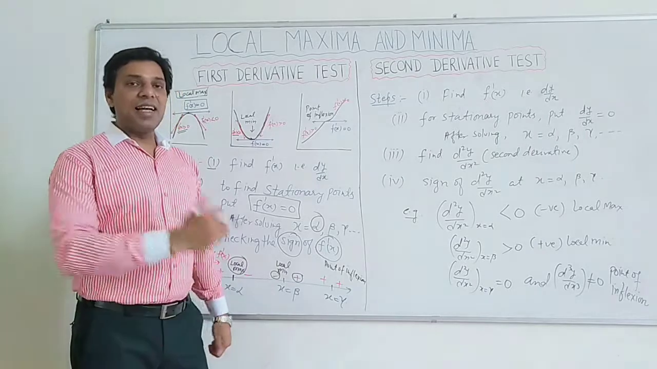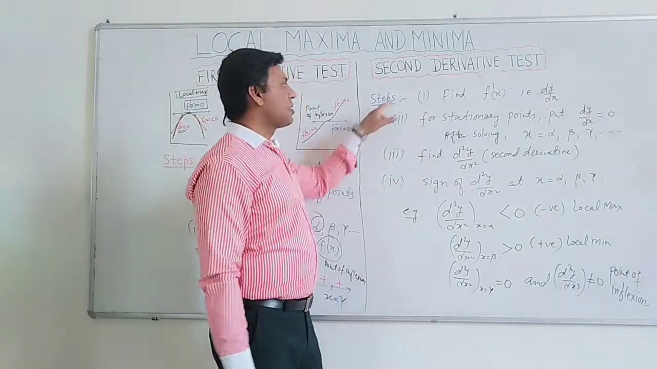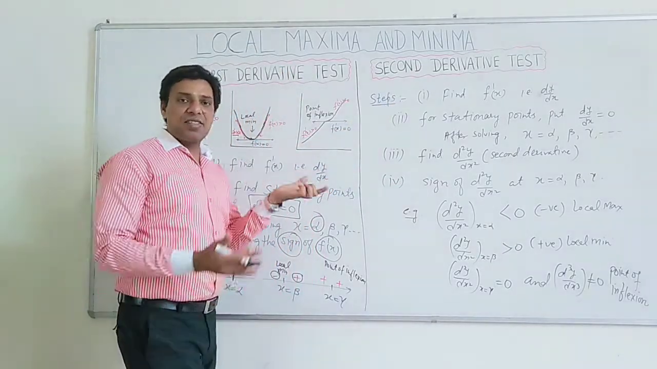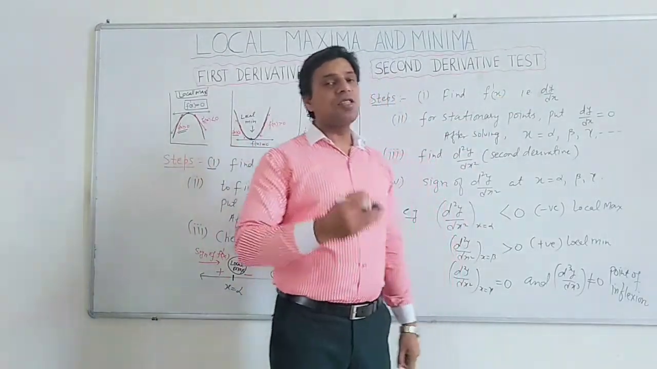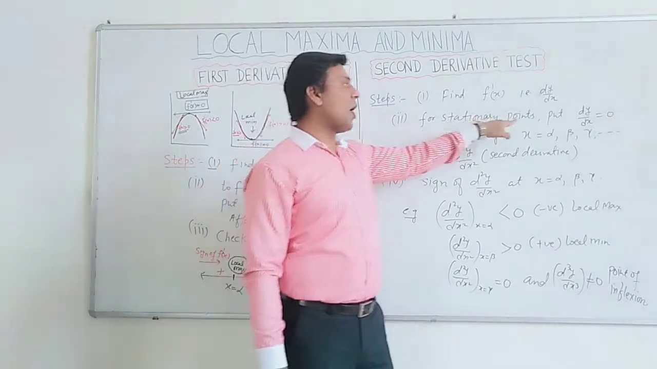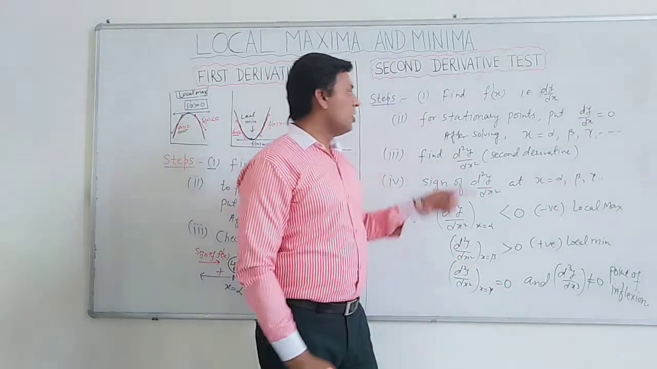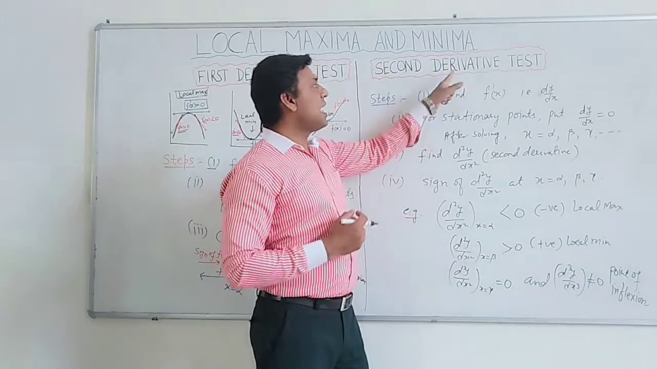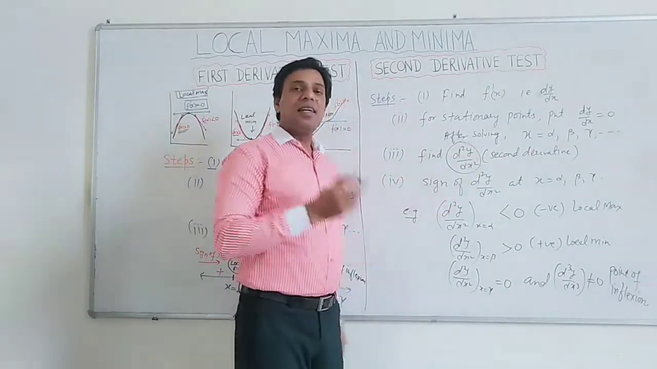Now for the second derivative test, let's see these steps. Steps 1 and 2 are the same as in the first derivative test. That is, we need to find the derivative f dash x, or we can say dy upon dx. And for a stationary point, we have to put dy upon dx equal to 0 to get these roots alpha, beta, gamma. Because this is the second derivative test, we need to find the second derivative, that is d2y dx2.